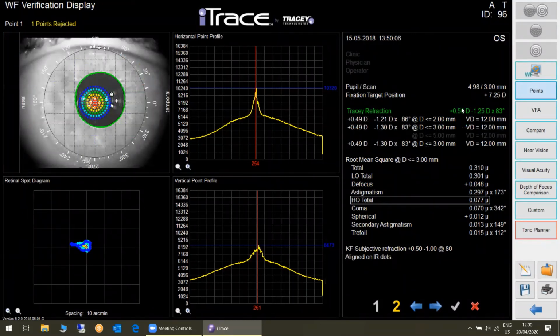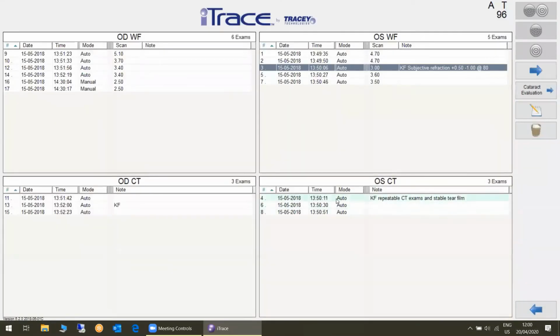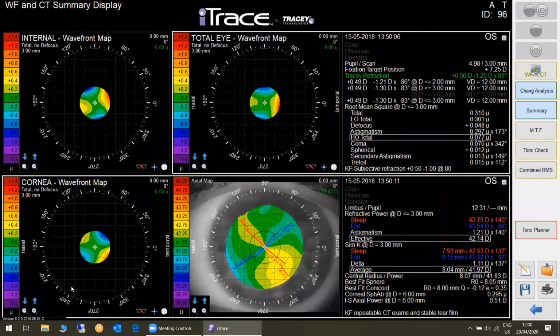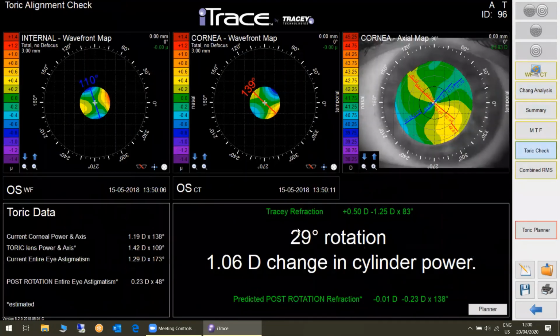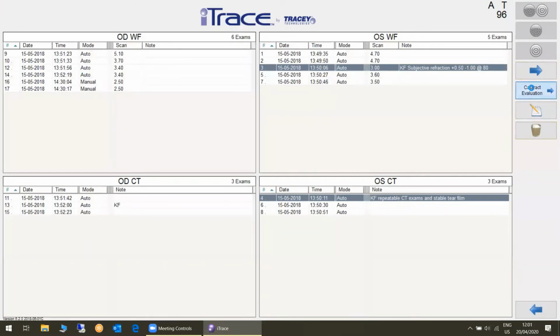So we now know that the wavefront is good, the topography is good. And now I want to know the orientation of a toric. And we see 139, it should be 49, it's 20. And it means you have to rotate 29 degrees. And if you do so, the power will be perfect. It's a little bit overcorrected, well, that's okay. So this is how you can use the iTrace in daily practice.